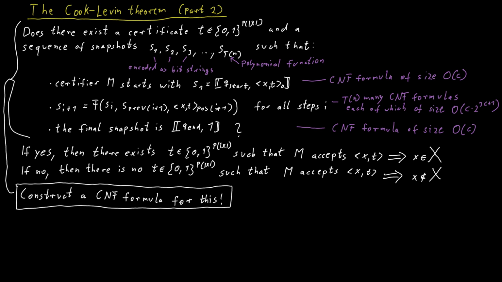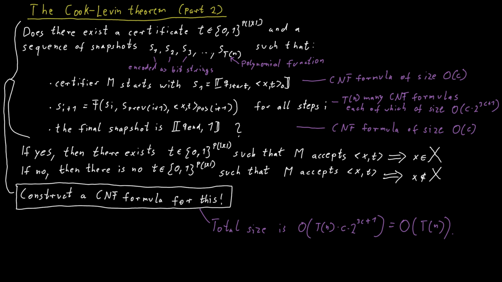We then combine all of these CNF formulas. So all of them have to be true at the same time. And in total, we get a formula of size in the order of T(n) times c times 2 to the power of 2c plus 1. And this is just in the order of T(n) because c is a constant. So this is polynomial in the size of the input.